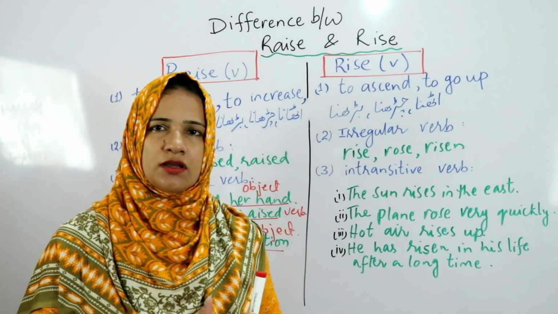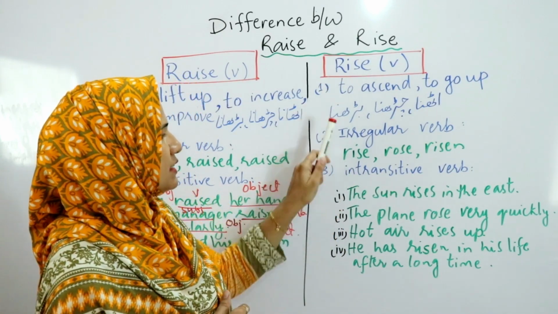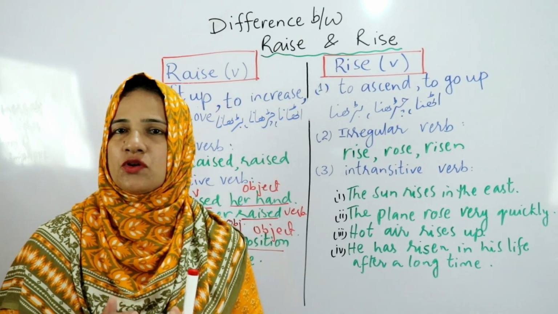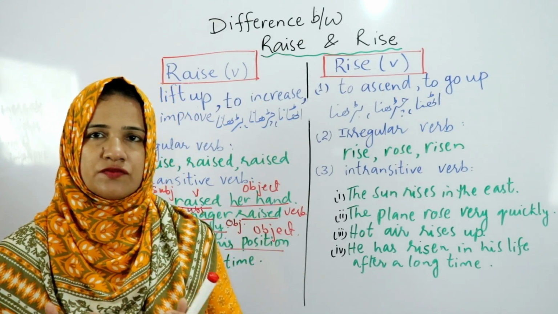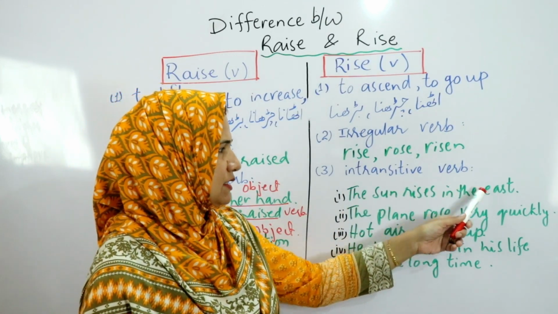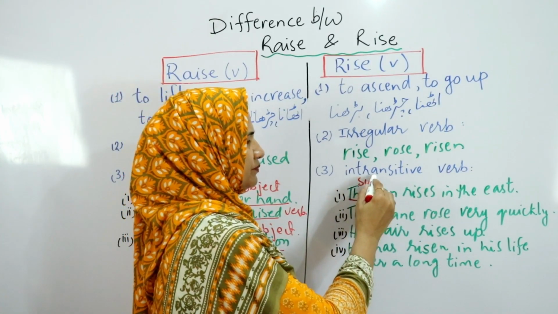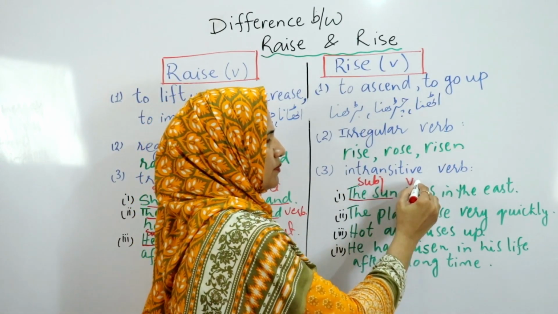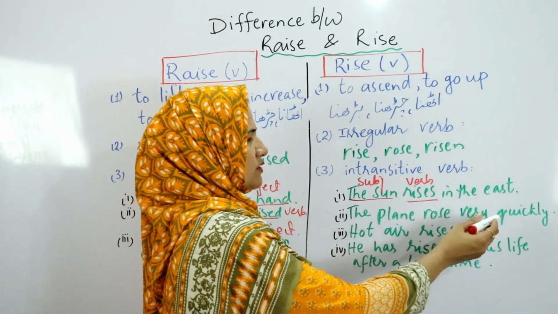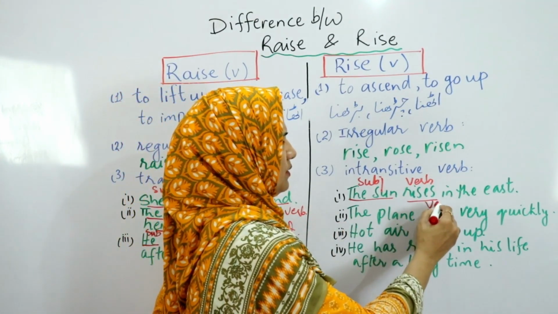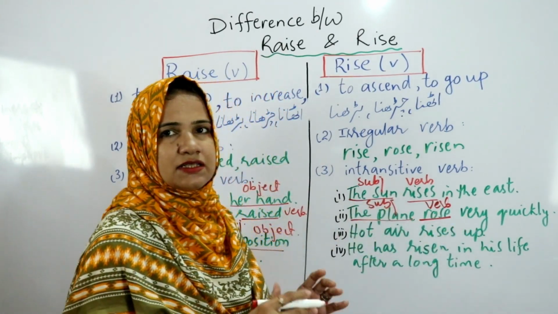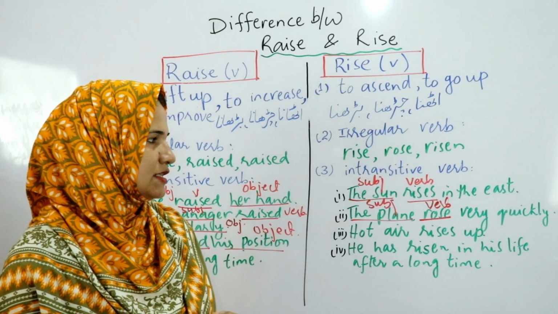Let's move to the other column. Here I have mentioned that rise is an intransitive verb. An intransitive verb is one that does not take any object for the completion of its meanings. See, the sun rises in the east and subject is the sun. Rises is the verb and the object is not mentioned here. The same way, the plane rose very quickly. Here rose is the verb and the plane is the subject here. No object is mentioned here, so it is an intransitive verb.